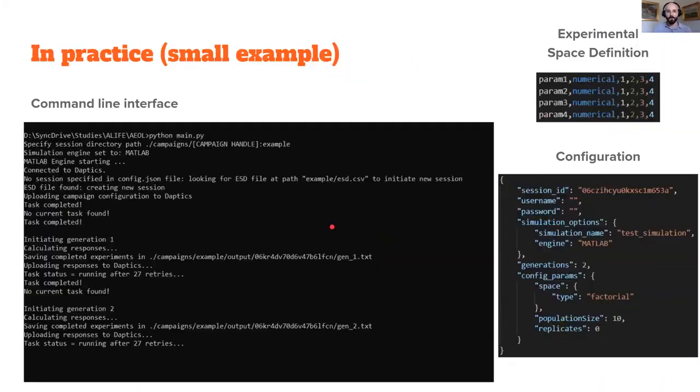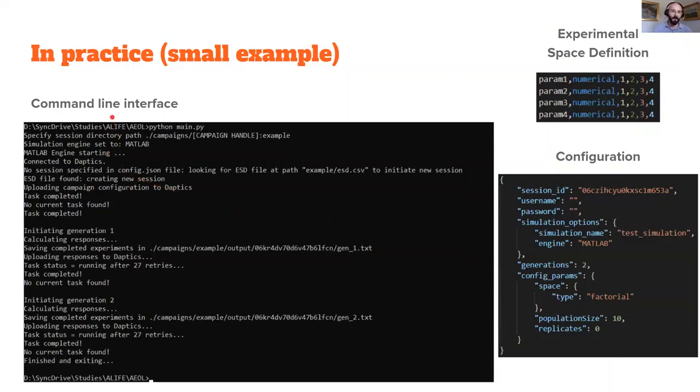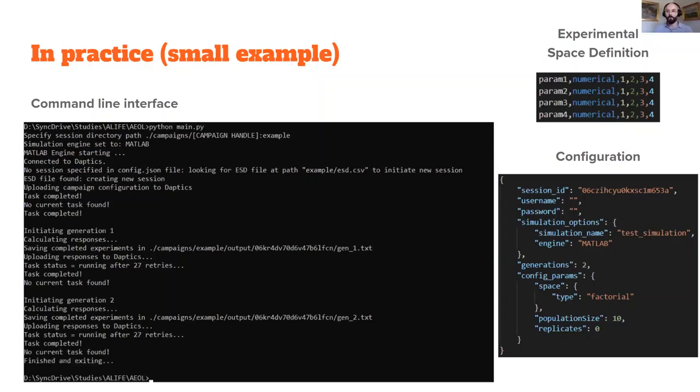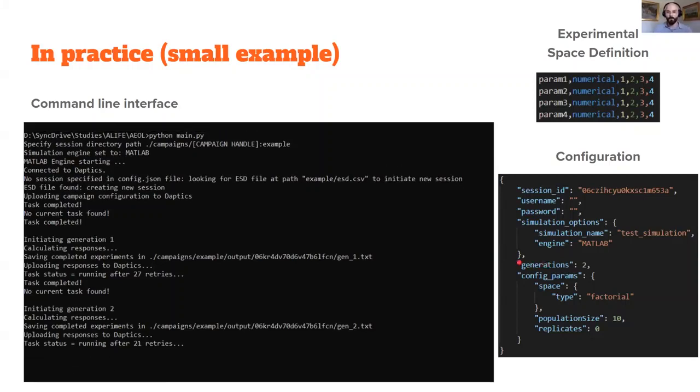In practice, this is how it looks. We have the command line interface. Initially, we have some configuration. And over on the right-hand side, you see a configuration file in JSON, where you can set what kind of engine you want to simulate in. Is it MATLAB? Is it Python? And how many generations, also iterations, you could call it, do you want to run? And how many simulations do you want to execute for each iteration?